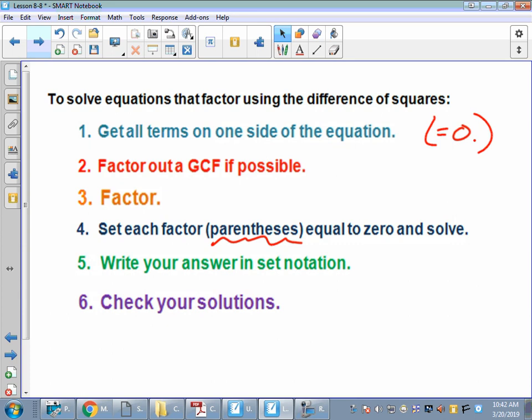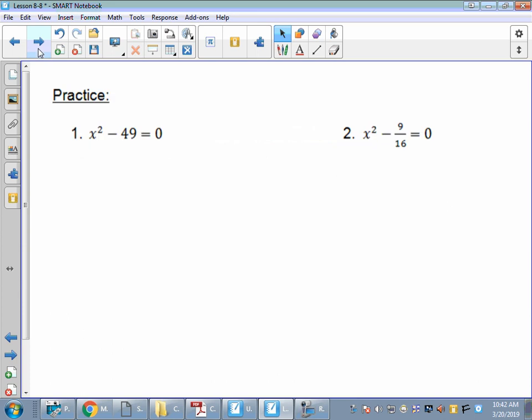Okay? So let's do some examples of this. All right, we'll do a quick one, and then we'll do a long one. Okay? One that looks a little tricky. So let's look at number 1. Number 1 should be an easy, quick one for us. If I look at it, I don't have to factor out a GCF. I'm in good shape there. First step, everything's on one side of the equation. We've got it equal to 0. That's good. Okay? And then we don't have any GCF to factor out.